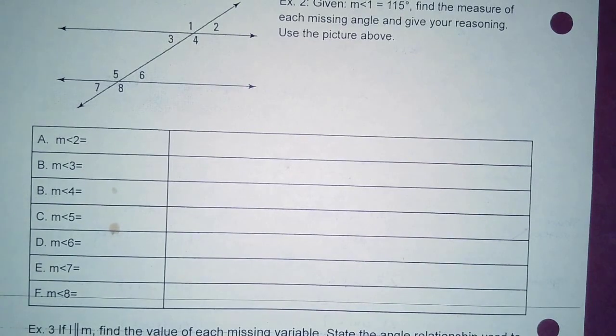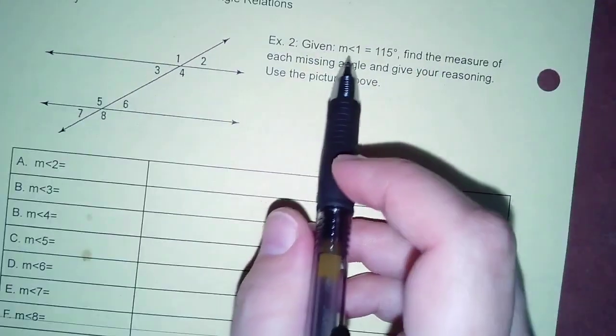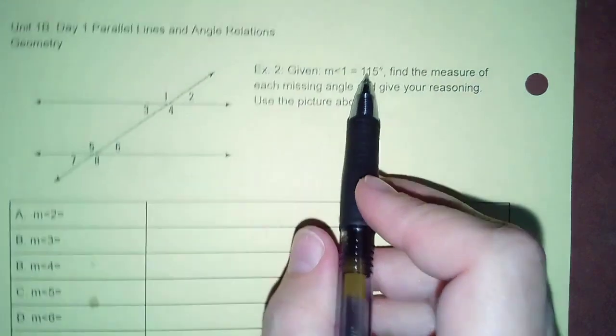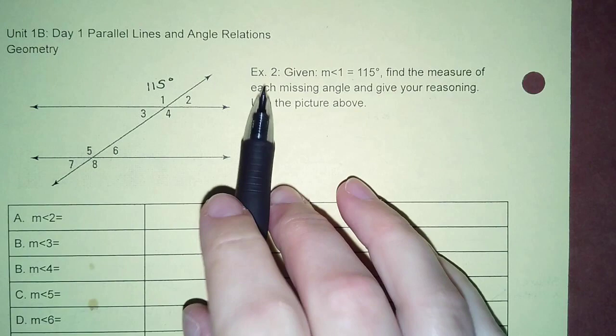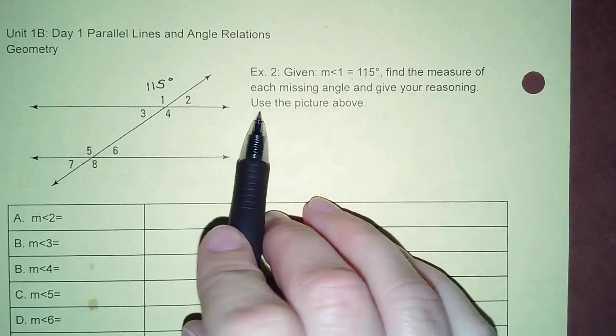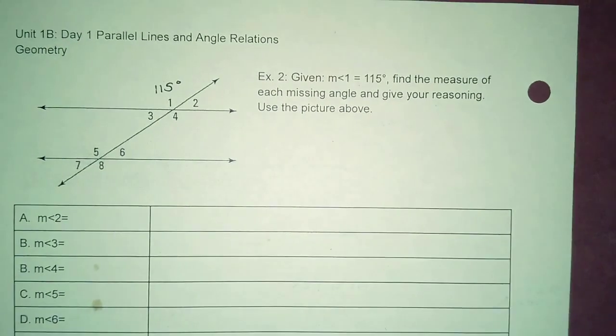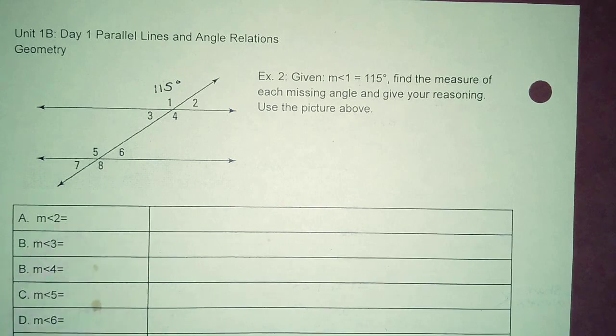All right, so it says here, given the measure of angle 1 is 115 degrees. So I'm going to write that right there, 115 degrees. Find the measure of each missing angle and give your reasoning. Use the picture above. We could go through and find the rest of these angles. We just have to put a reasoning here for how we were able to do that.